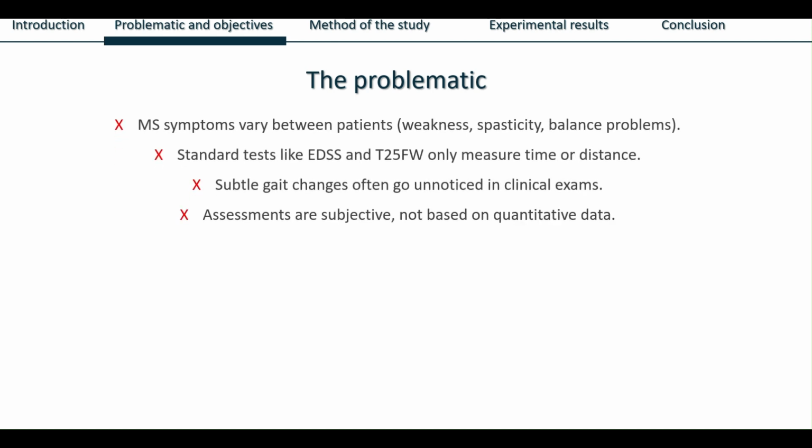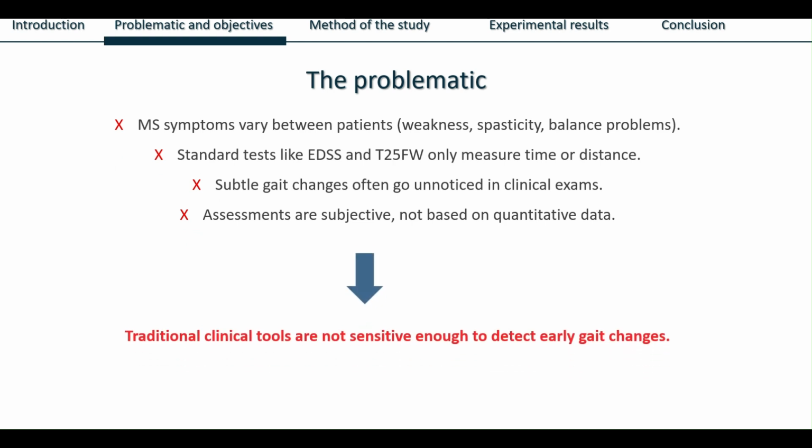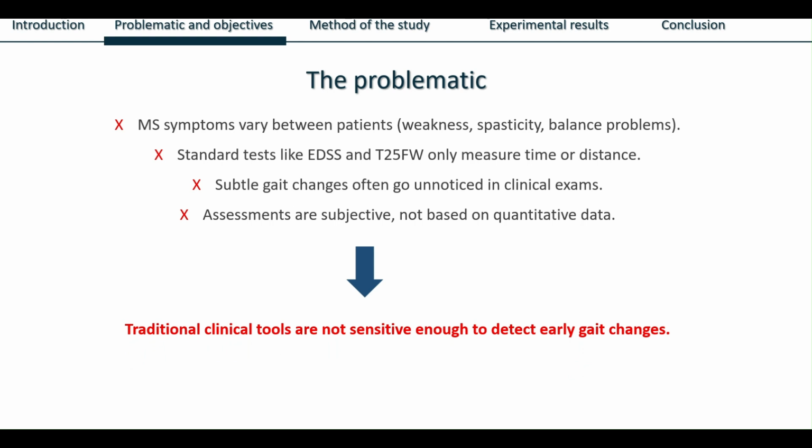The main problem is that traditional clinical tools are not sensitive enough to detect early gait changes in MS. This happens for several reasons. First, MS symptoms are very variable. Patients can have different types of muscle weakness, balance issues, or spasticity, making it hard to evaluate with one single test. Second, standard tests like the EDSS or the 25-foot walk only measure walking time or distance.